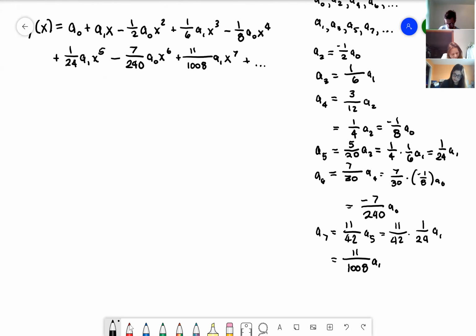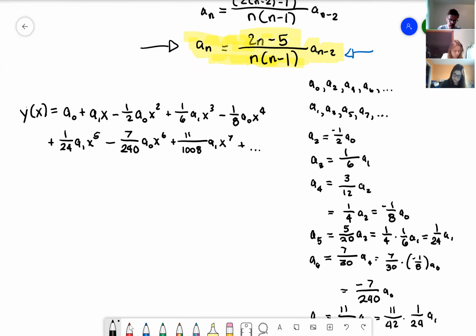Say there are more terms. We know how to get them. We have our rule. Let me double check. I actually already did this problem. Let me see if I got the same answer. I did not get the same answer.